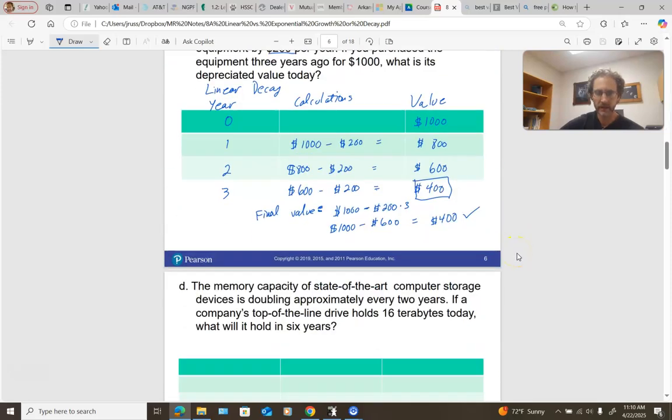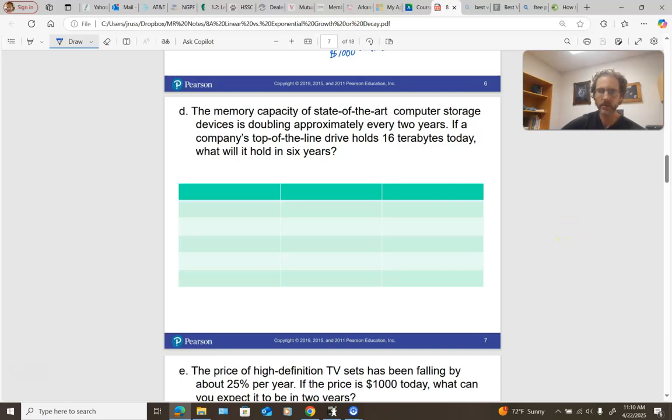Okay. Alright, so let's continue. Let's go to part D here. So it says the memory capacity of state-of-the-art computer storage devices is doubling approximately every 2 years. So this is an example in which the time period or the time interval is not 1 year. Okay, it's actually every 2 years we see this doubling. So if a company's top-of-the-line drive holds 16 terabytes today, what is it going to hold in 6 years?